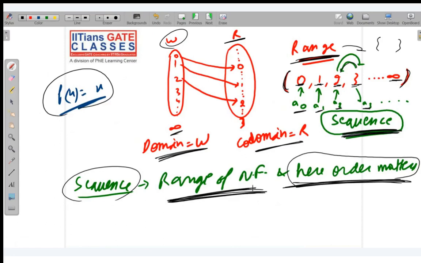We have introduced a new term, that is sequence. So sequence is the range of a numeric function. Take snapshot. I will jump to the next slide.